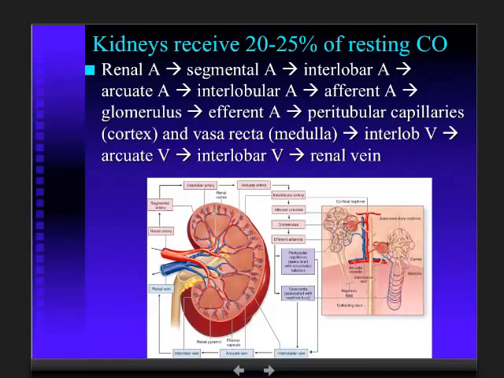interlobular. Did I say interlobular? Sorry, did I goof up? I did. Look at that. All right. So again, renal artery, segmental, interlobar. Okay. Interlobar. All right. And then arcuate, and then interlobular.